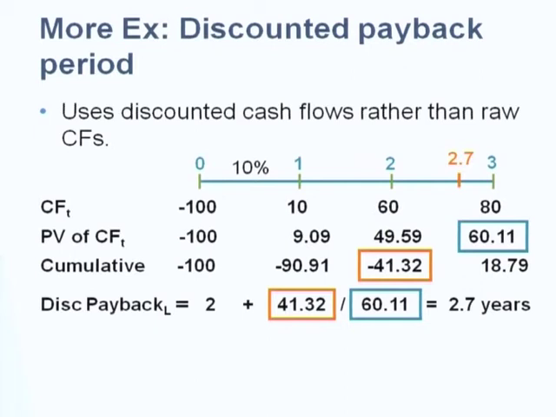More example, you see, IO is 100, right? 10, 60, 80 expected cash flow. So first thing you need to do is to discount first. Discount 10, you get 9.09. Discount 60, you get 49.59. Discount 80, you get 60.11. And then you do payback period. So the answer is 2.7 years.